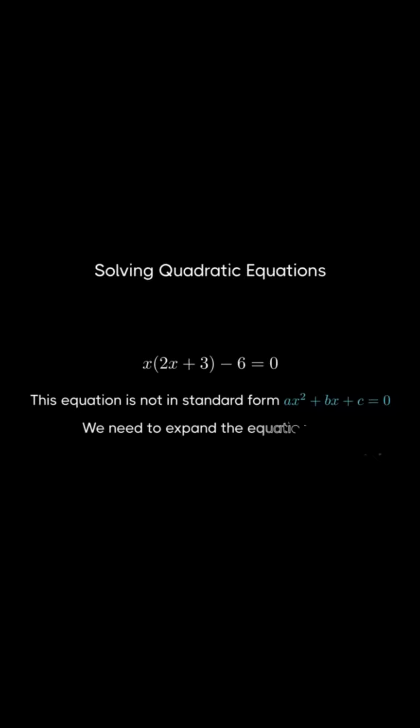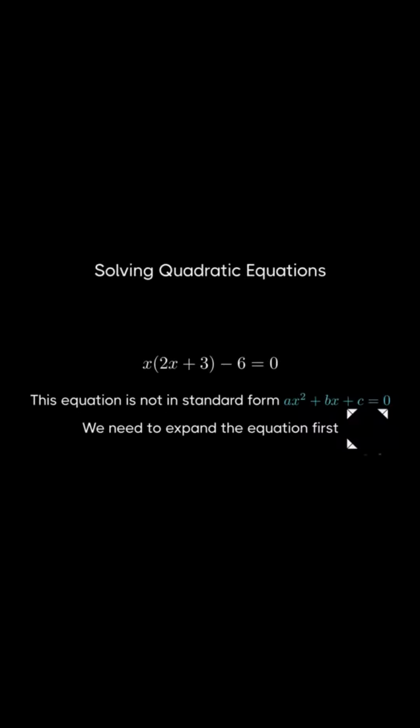Our first step is to expand the left side of the equation by multiplying x through the parentheses. This will give us a polynomial in descending order of powers, making it easier to identify our coefficients a, b, and c. When we expand x times 2x plus 3, we'll multiply x by each term inside the parentheses. This gives us x times 2x, which is 2x squared, plus x times 3, which is 3x. This is a crucial algebraic skill for solving many types of equations.